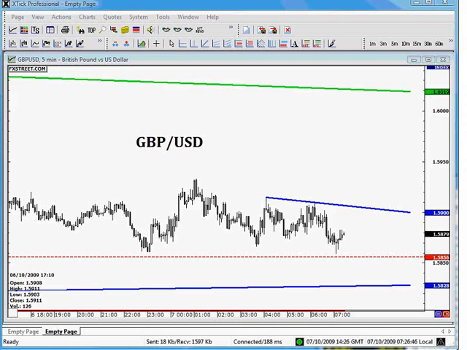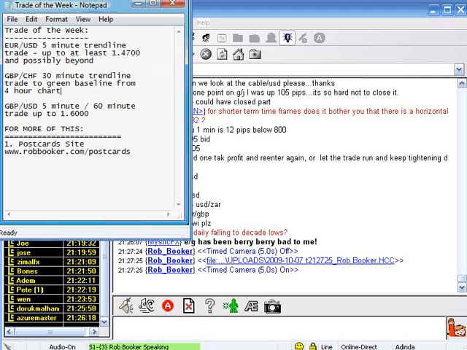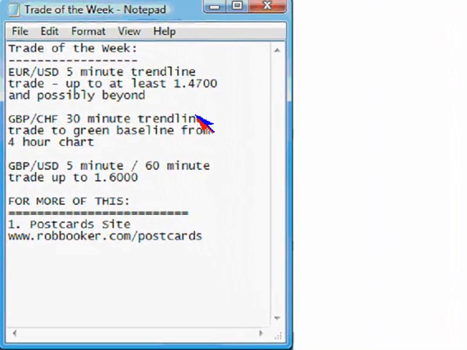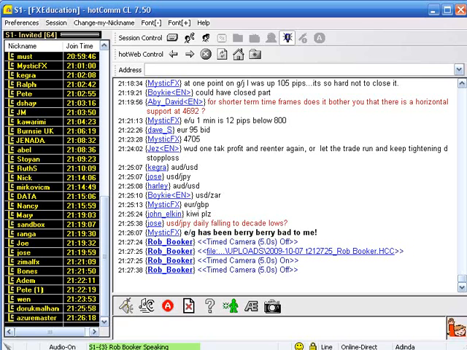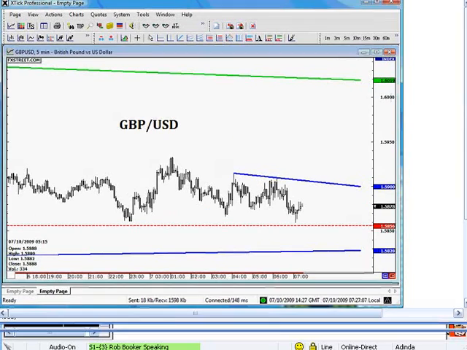So I'm just writing down the three trades that we've talked about so far. So you're looking at the trades of the week. So far we've looked at a euro dollar 5-minute trade that's open or just about to close or whatever, a pound Swiss 30-minute trend line trade, and a pound dollar 5-minute trade. Go back to the charts here. So that's a pound dollar.